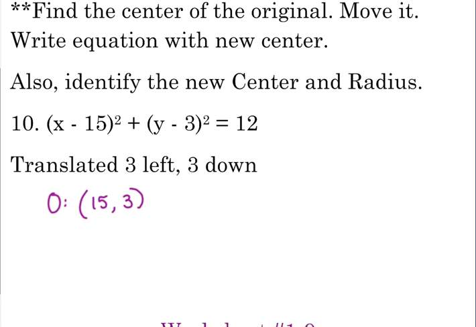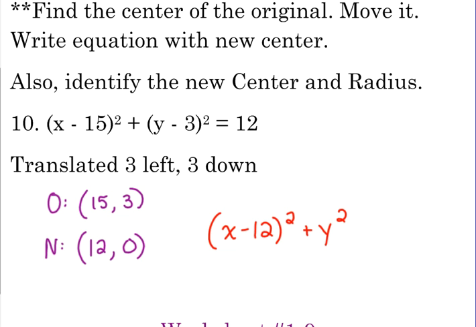So if we move 3 units left, what is our x coordinate going to be? If we're at 15 and we move 3 left, we're going to be at 12. Vertically, if we start at 3 and we move 3 down, we're going to be at 0. So our new equation is going to be x minus 12 squared plus, we really don't need to do the y minus, we can just write it as y squared, is equal to 12.